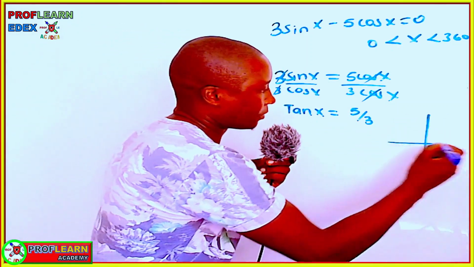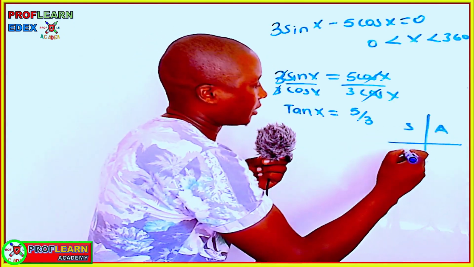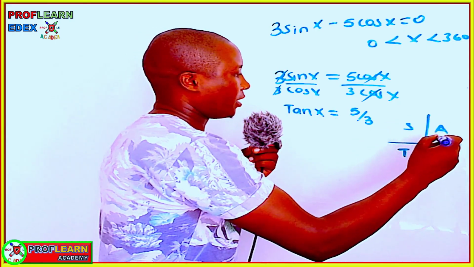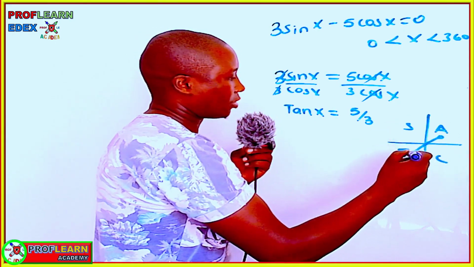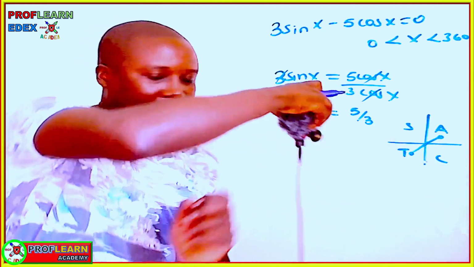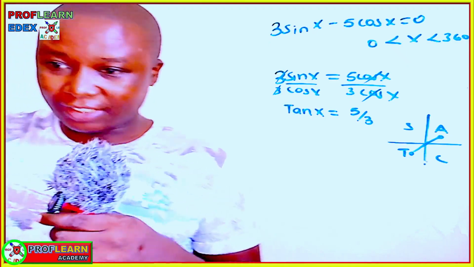So tan is positive in which quadrant? We know that all students trust Cambridge. So tan is going to be positive in the first quadrant and tan is going to be positive in the third quadrant. So at that given point, let me just get a calculator.